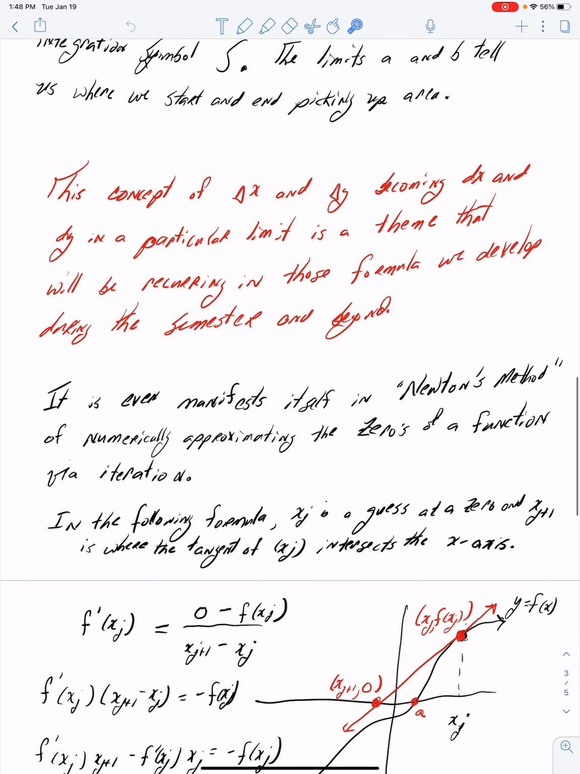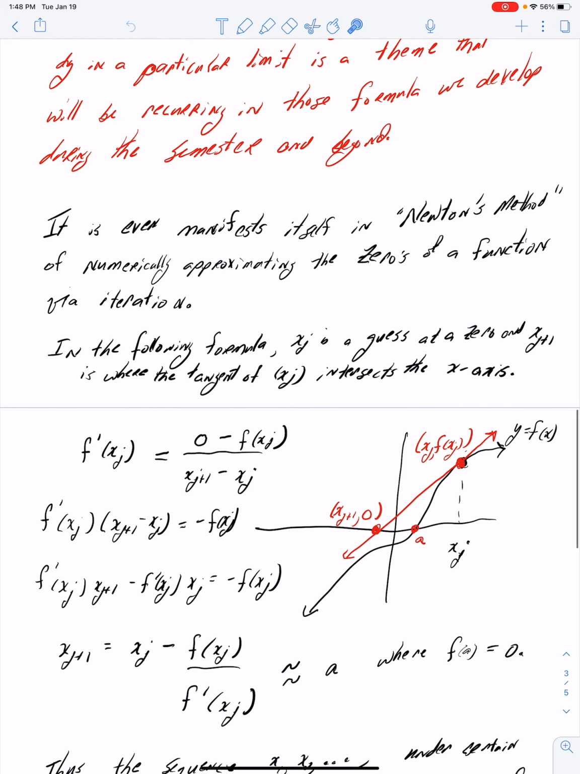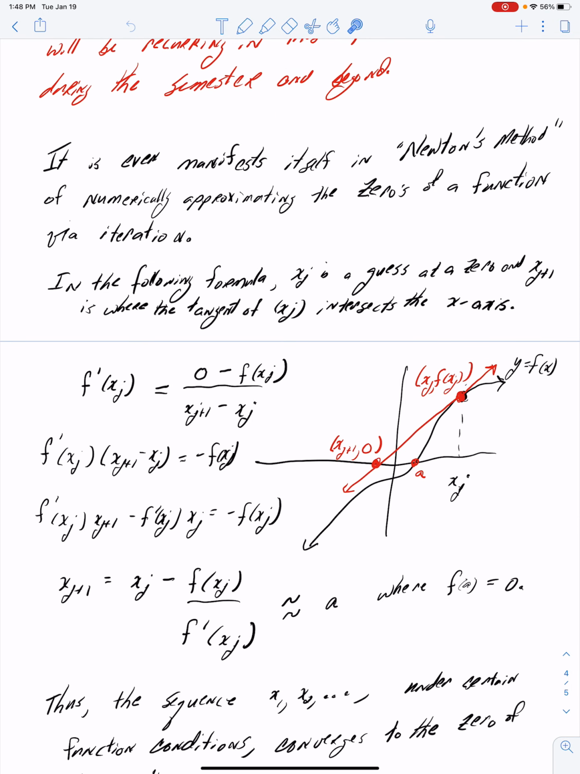So the concept of delta x and delta y becoming dx and dy in a particular limit is a recurring theme that we will be talking about again and again for the rest of the semester. I'd like to say just in passing that this even manifests itself in Newton's method, which is a way one has of estimating the zero of a function. But that's for another time. I think I will stop here.